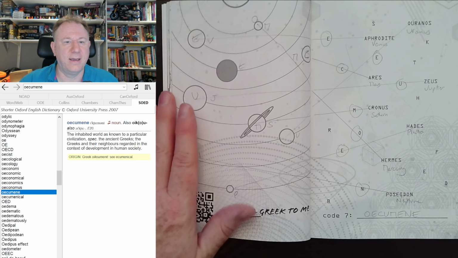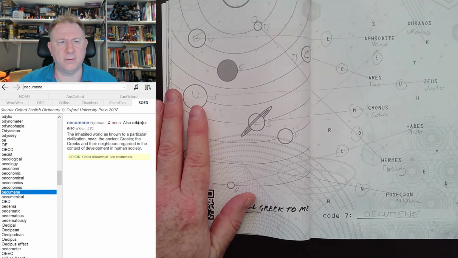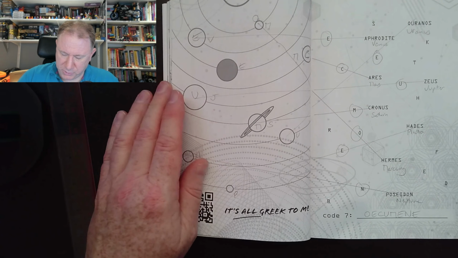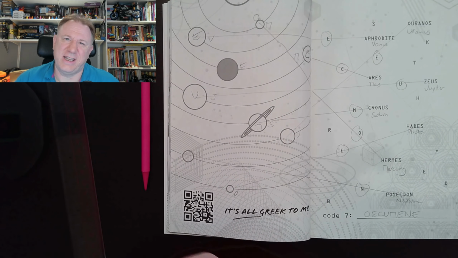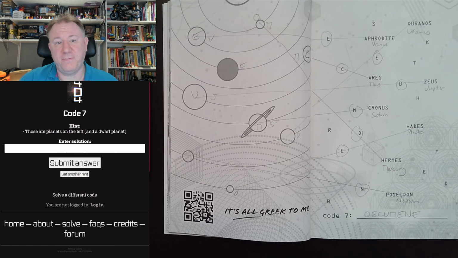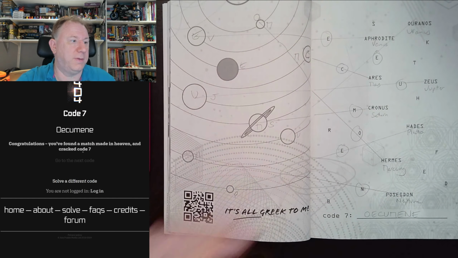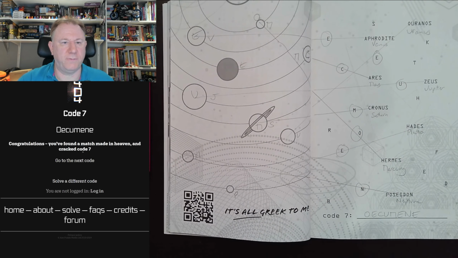It basically means ecumenical. It's related to ecumenical, to do with the gods, then. So it's quite an apt word. Is it too obscure? Well, yes, it is kind of obscure, but to be fair, you can also just type it into the website and see if you're correct. Ecumene. There we go. Congratulations, you found even a match made in heaven and cracked code 7. Go to the next code.